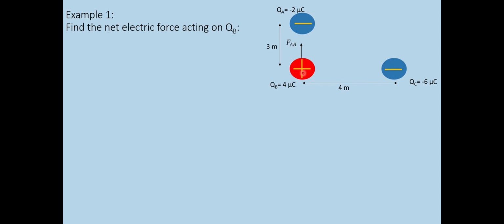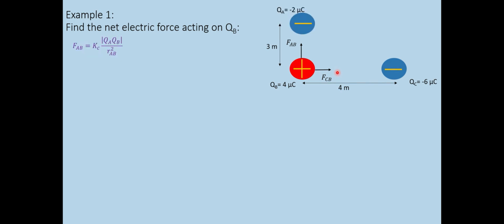Then I will cover QA. The same thing. C and B are unlike charges, so they attract each other. Then, since I'm studying the forces on B, I will say the force applied by C on B is an attractive force that pulls QB towards QC. So this will be FCB.